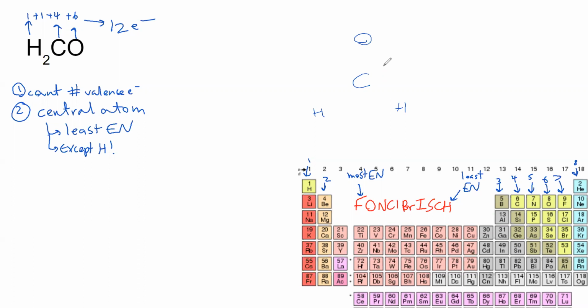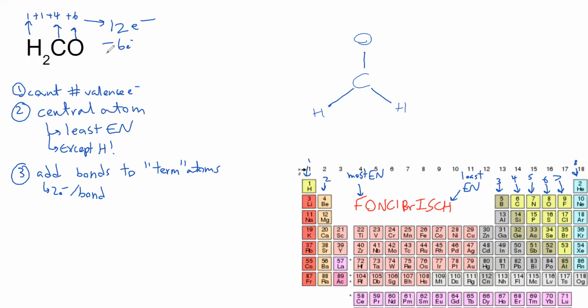Now that we know what the central atom is, we're going to add bonds to the terminal atoms. The terminal atoms are the atoms at the end. So 1, 2, 3 bonds. And remember, 2 electrons per bond. So we start out with 12 electrons. We just made 3 bonds, so we used 1, 2, 3, 4, 5, 6 electrons. And now we have 6 electrons left over.